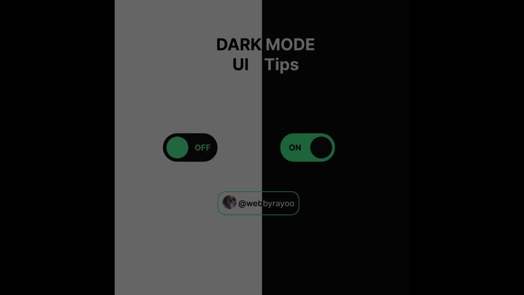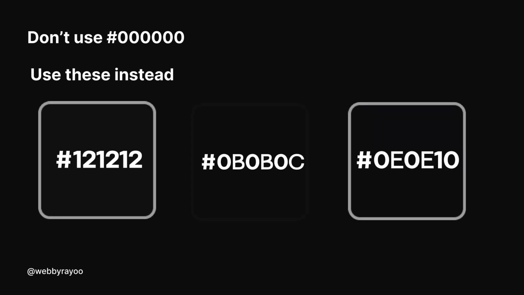So let's dive in. Tip number 1 is don't use color black. Unless it's for the text, don't use this color in your designs, especially in your dark UI background. Instead, you can use the following variations.